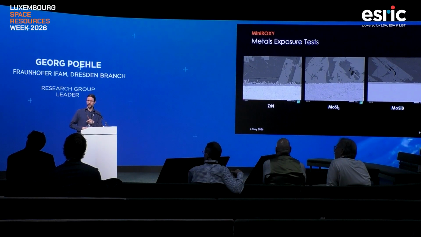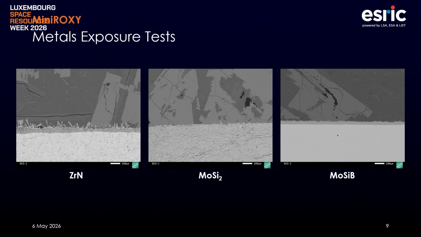We only have a very minor reaction layer on top, but something we can see is that along the grain boundaries of this material, titanium and aluminum penetrate. We think that this might be related to the way of manufacturing, which was hot isostatic pressing, but it's still something to look out for.